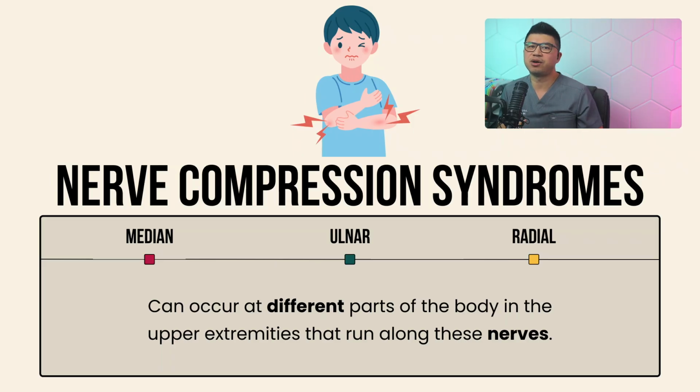Now let's review nerve compression syndromes. There's median nerve compression, ulnar nerve compression, and you guessed it, radial nerve compression at the different parts of the upper extremity, such as the elbow, forearm, and at the wrist.